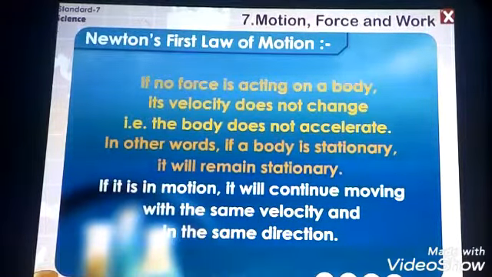If it is in motion, it will continue moving with the same velocity and in the same direction.